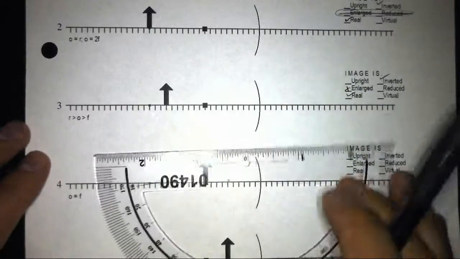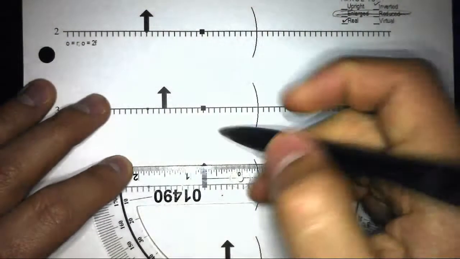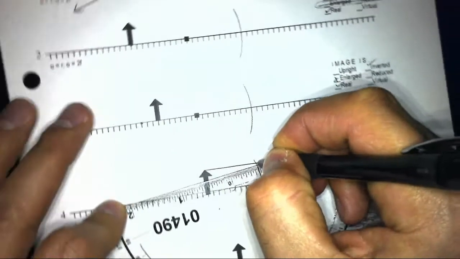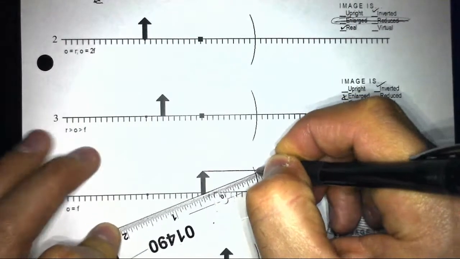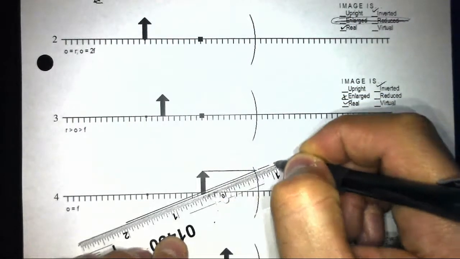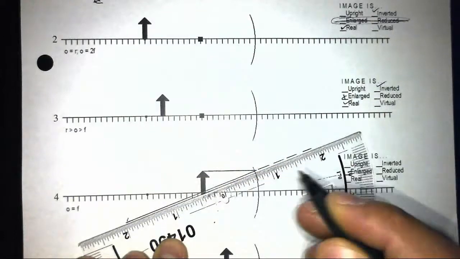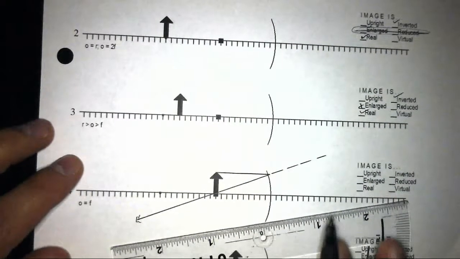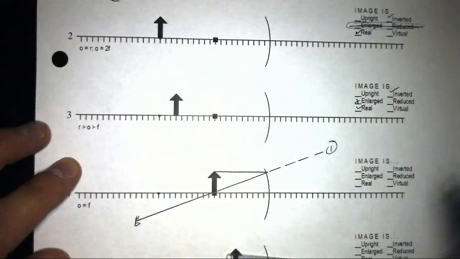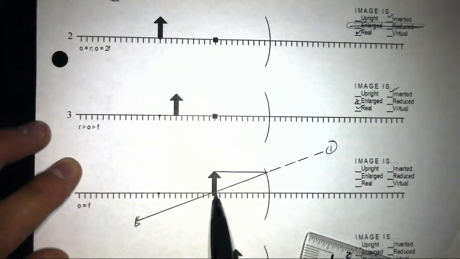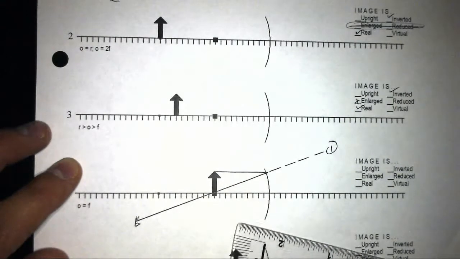Ray number 1 works, so we can draw ray number 1. That's simple. Parallel and through the focus, virtual ray. But you'll notice ray number 2 doesn't work well because number 2 is supposed to go through the focus, which is here. Through the focus to the mirror is not possible.